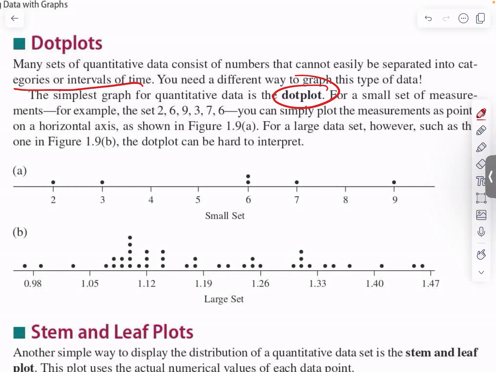Now look at the dot plot. You have numbers 2, 6, 9, 3, 7, 6. What you can do here is spread out numbers from the minimum 2 to 9, because we know that all these numbers are contained between 2 and 9. So 2, 3, 4, 5, 6, 7, 8, 9. Then 2 occurs one time, dot. 3 occurs one time, dot. There is no 4, so you skip that. There is no 5, you skip that. Then 6 occurs 2 times, dot, dot. 7 occurs one time. So you can easily see that. That's called a dot plot. It's super easy to use, okay?